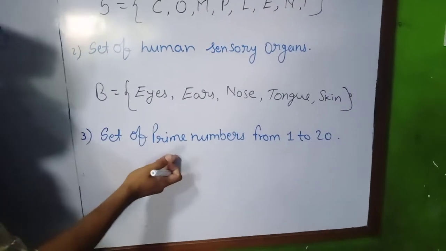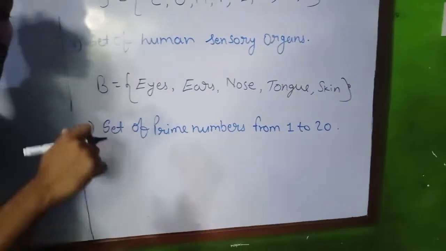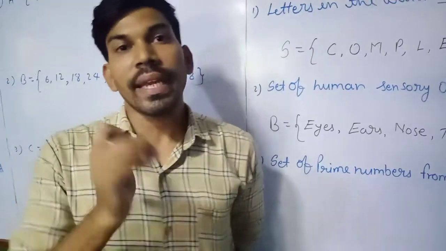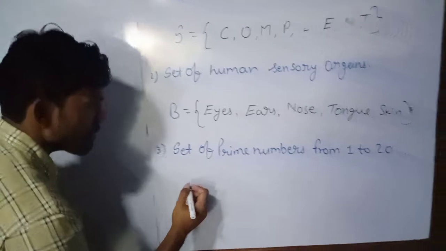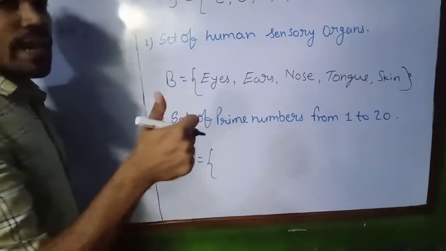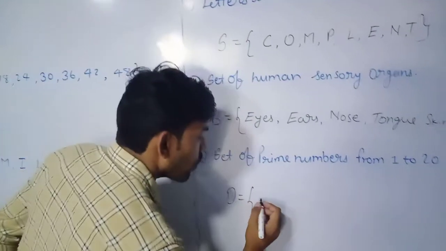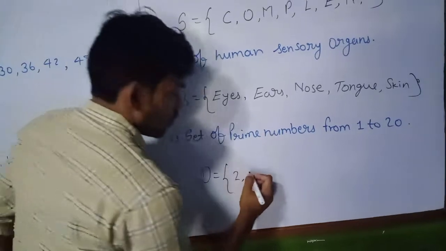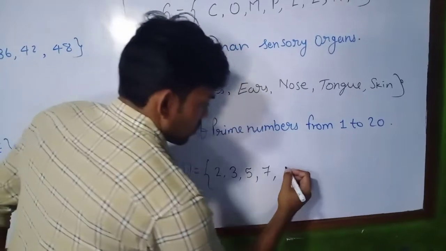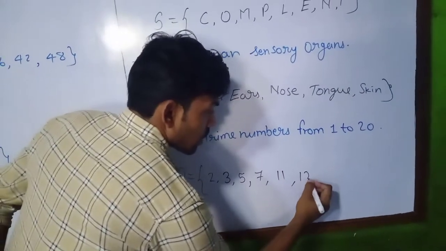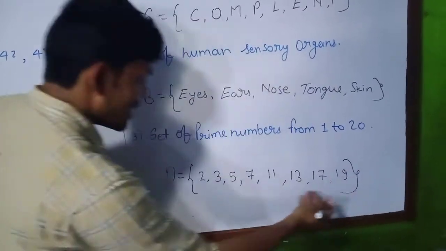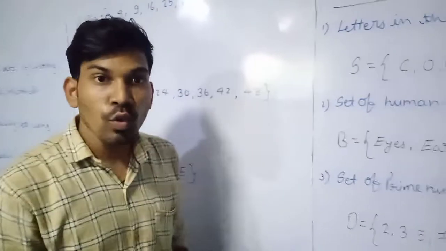Set of prime numbers from 1 to 20. In the last question I repeated what prime numbers are. Prime numbers are the numbers which are divisible by 1 and itself only. Take the name, I took D. From 1 to 20, 1 is neither prime nor composite, so it should start from 2, 3, 5, 7, 11, 13, 17 and 19. So these are the prime numbers from 1 to 20.